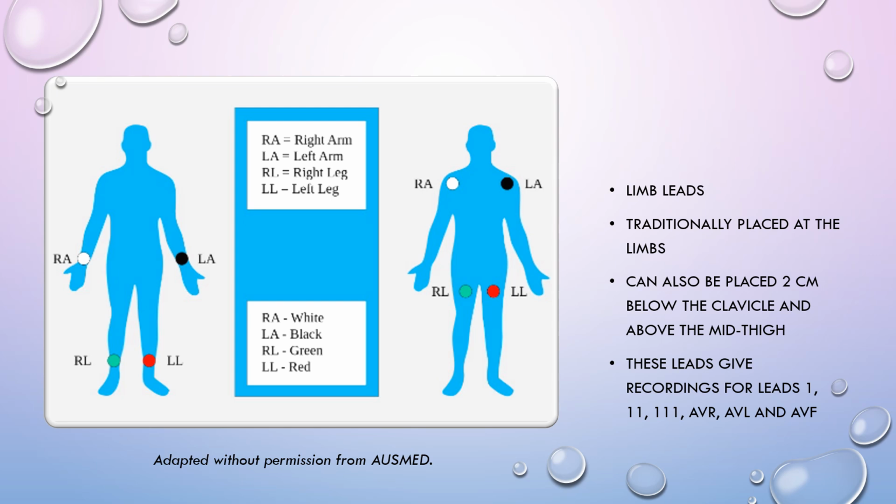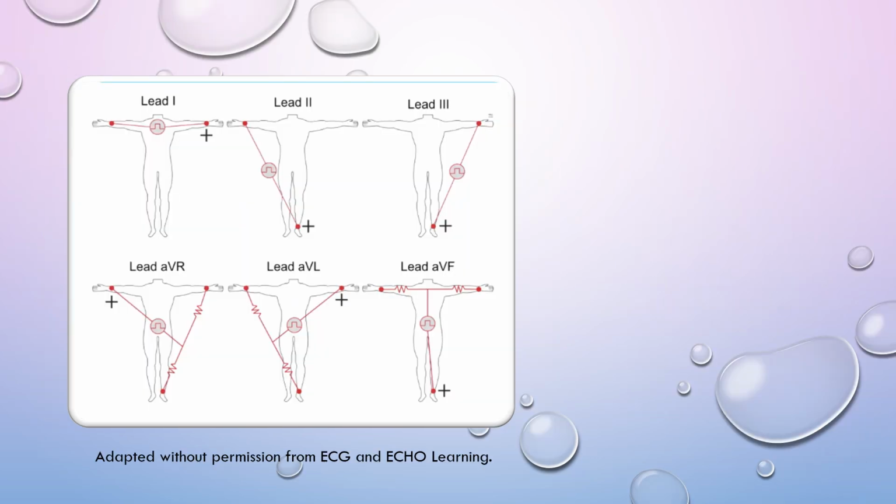So the limb leads in the surface ECG could be placed classically at the extremes of the limbs, like we've been shown here: the right arm, the left arm, the right leg, which is actually a grounding lead that doesn't have electrical current, and then the left leg. Or we can place the right arm and the left arm just below the clavicle, 2 cm or so below the clavicle, and then the right leg and left leg above the mid-thigh. And then get these recordings done for 6 leads first.